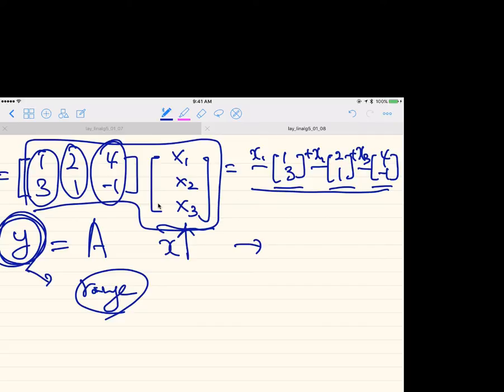Okay, so basically when using matrix A as our function transformation, the range is the span of these columns in our A.